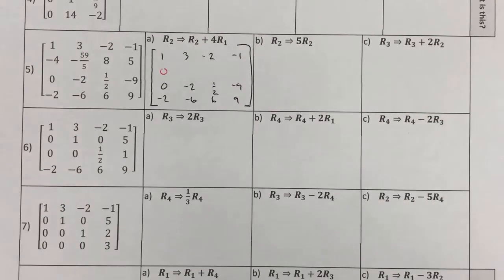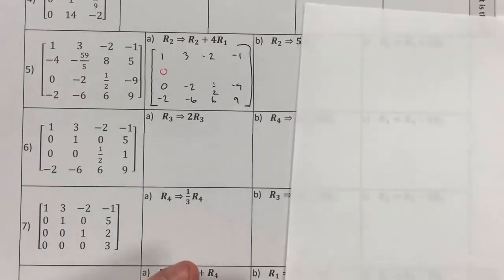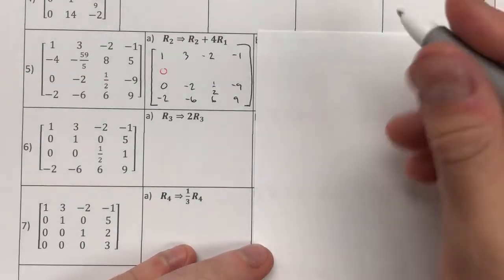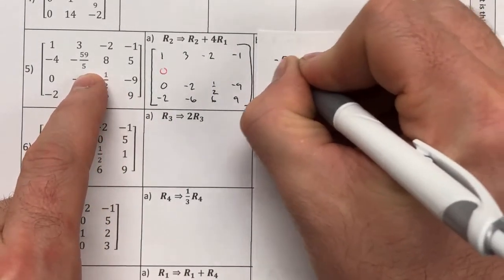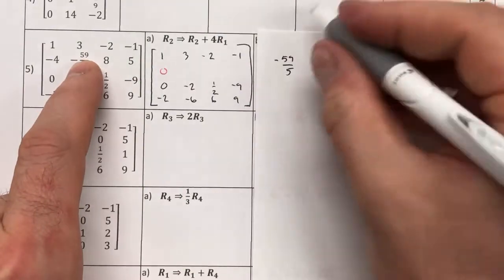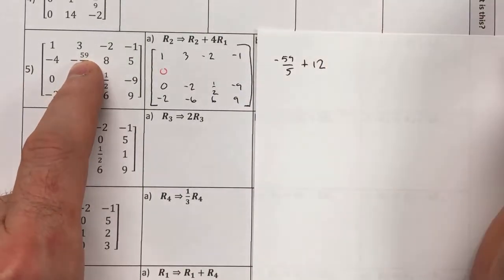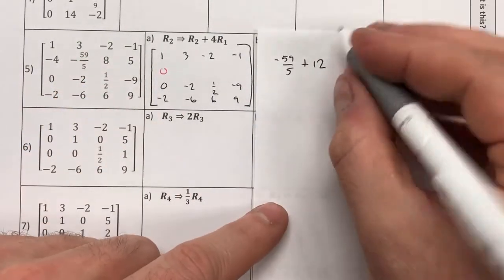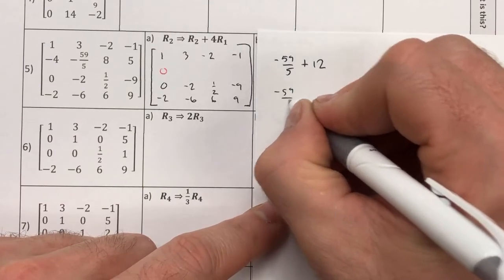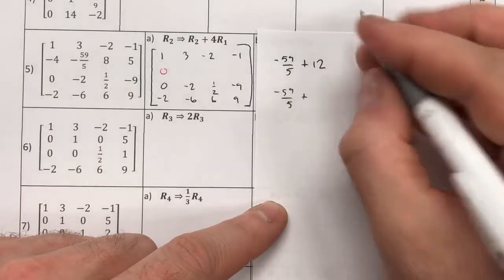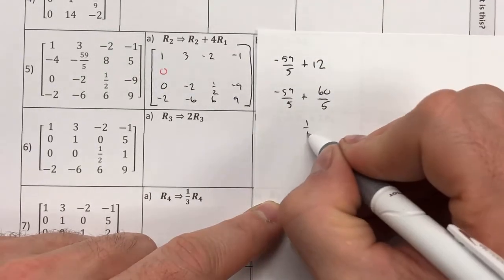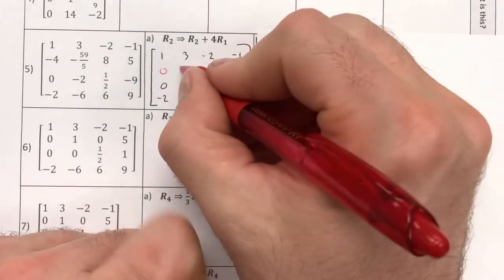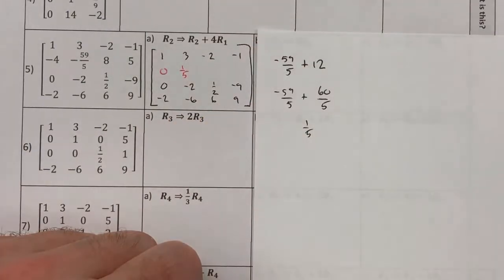So what we're going to do is pop down a scratch sheet of paper to make sure we're doing this right. So I'm going to take row 2, which is negative 59 fifths, and I'm going to add 4 of the thing above it, so plus 12. I'm going to have to recombine that into fifths, so negative 59 fifths, 12 times 5 is 60 fifths. Oh, that's not nearly bad. That's 1/5. So I get that. And then I'm going to keep going.